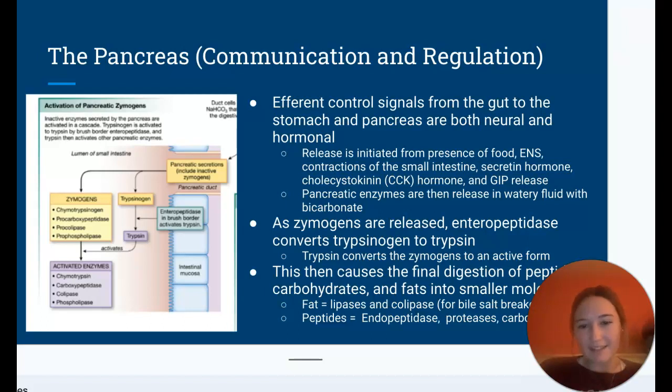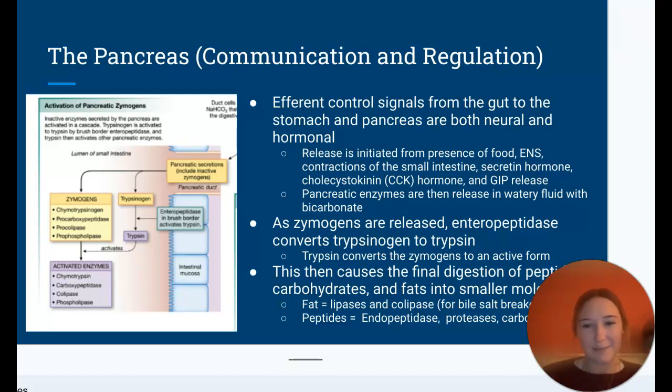And then this hormone release causes the pancreatic enzymes that control different digestions of fat or protein to get excreted into the small intestine within the fluid of sodium bicarbonate. And so as these enzymes are in the small intestine, there's zymogens, and they become activated through this process. So as zymogens are released, enteropeptidase is converting trypsinogen, the inactive form, to the active form of trypsin, the enzyme. And so this trypsin then converts these zymogens into an active form of enzyme.